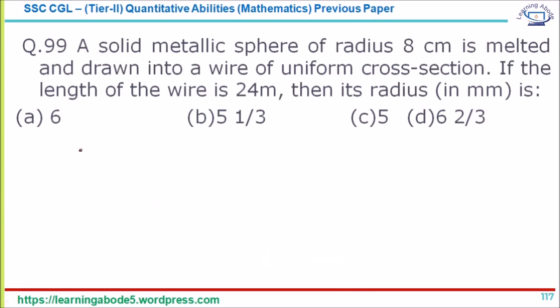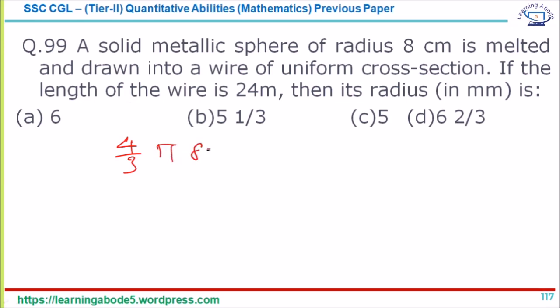Now question number 99. A metallic sphere of radius 8 centimeter is melted and drawn into a wire of uniform cross section. If the length of the wire is 24 meter, what is its radius? So we can map the volume. In the first case you can take it as a sphere, that's 4/3 pi r cube.